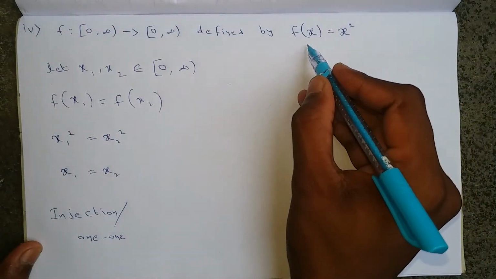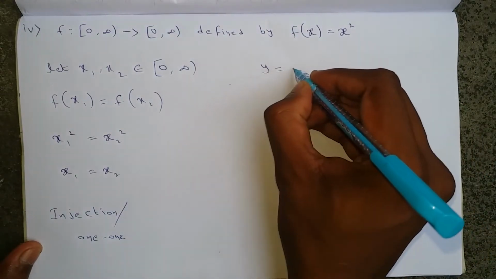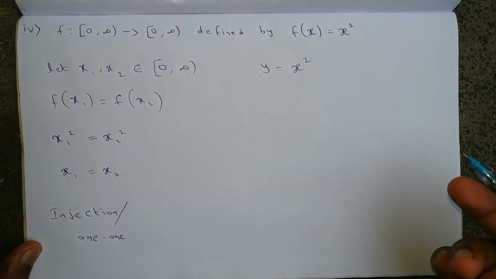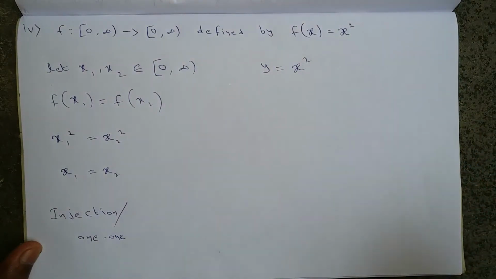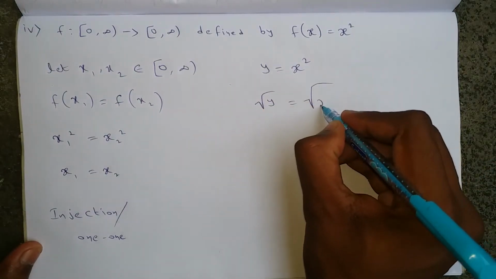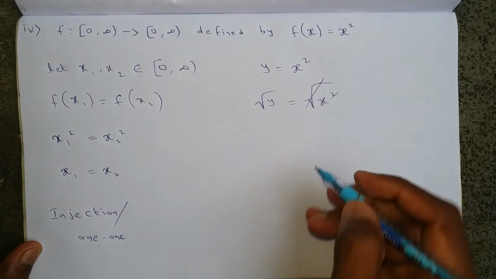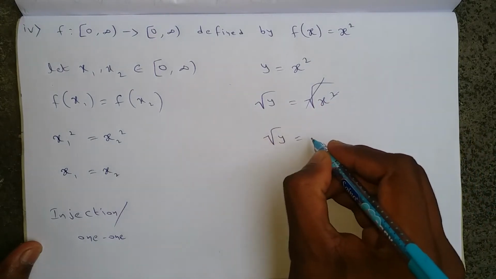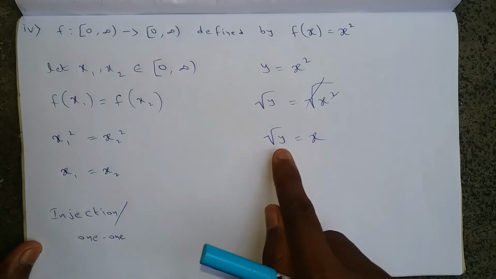Next, let us check for surjection. Replace f of x with y. So y is equal to x square. We need the equation for x, so I'm applying square root on both sides. Root y is equal to root x square. Here square root and square cancel, so we remain with root y is equal to x. The x value is root y.